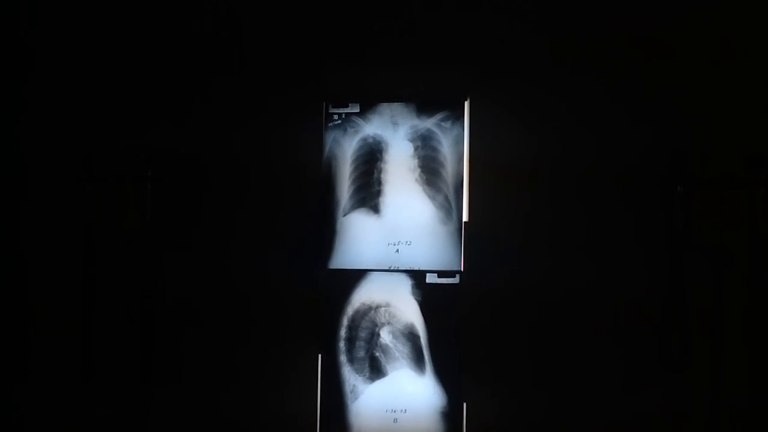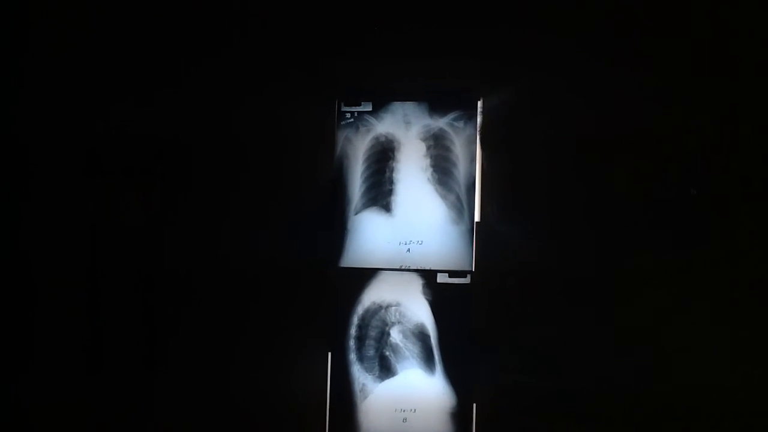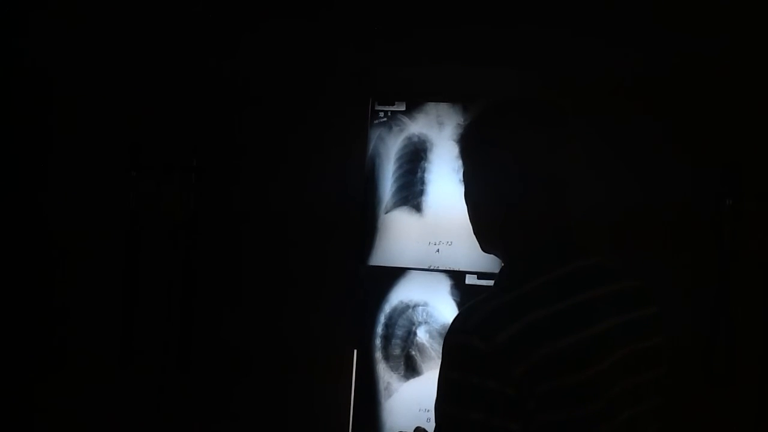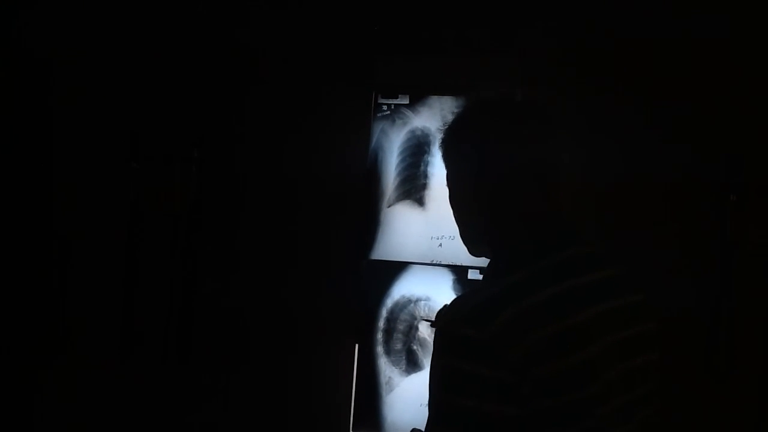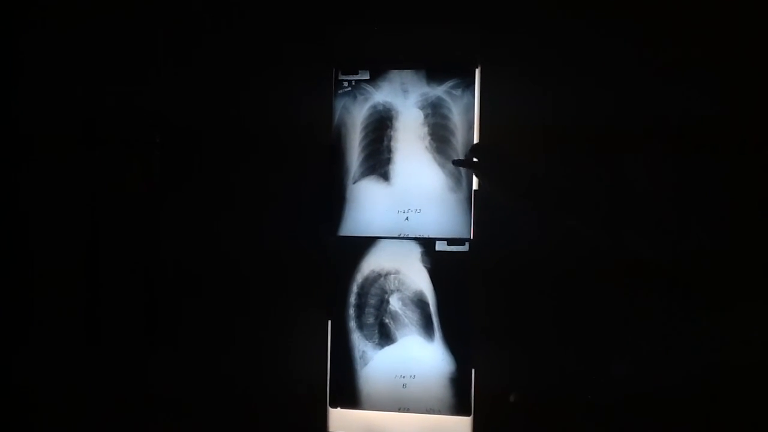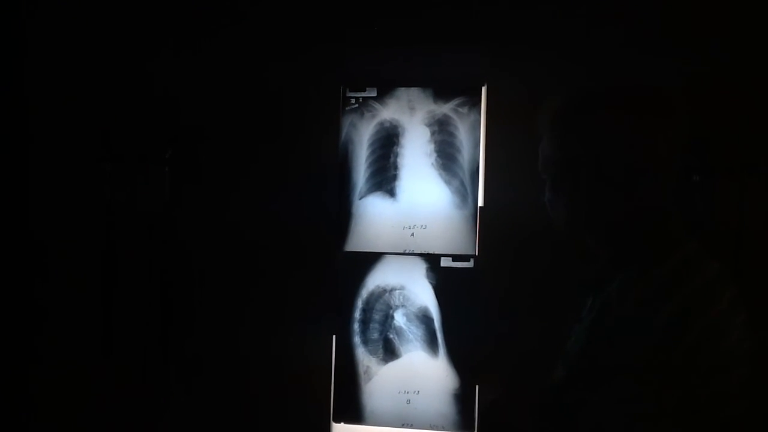Is the left hilus enlarged? Now, where is that? I mean, it could be. It's kind of hard to tell on there. It looks a little bit dense on here. Doesn't look overly big. Some of this could even be pulmonary artery. It's a little hard to tell.